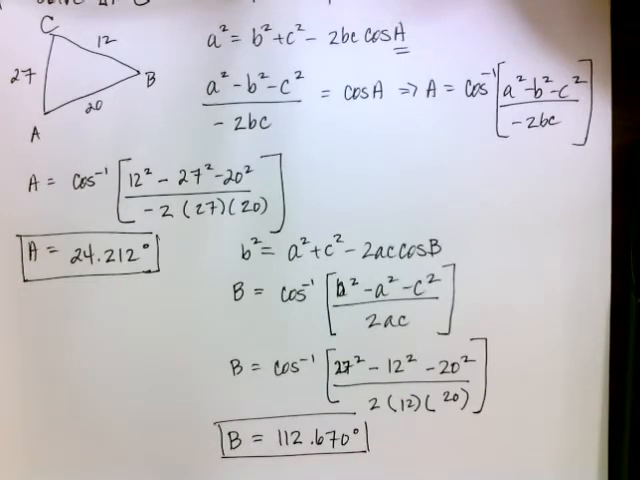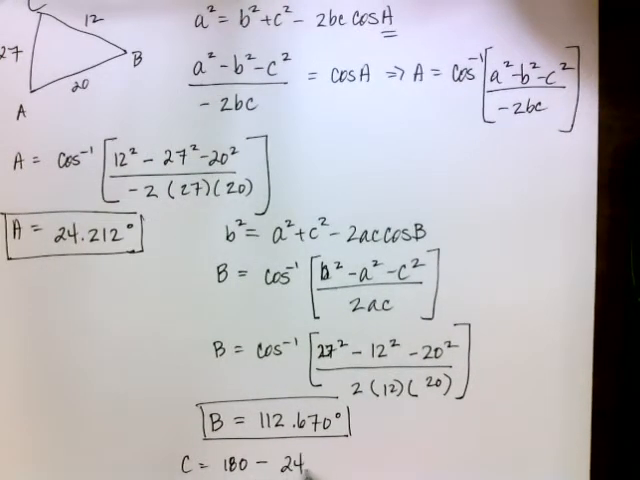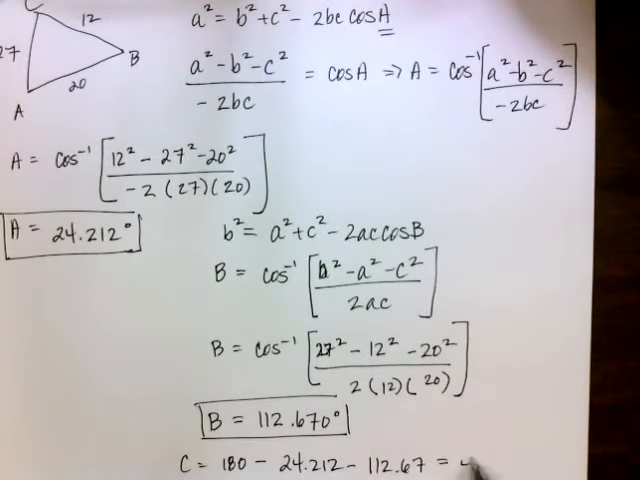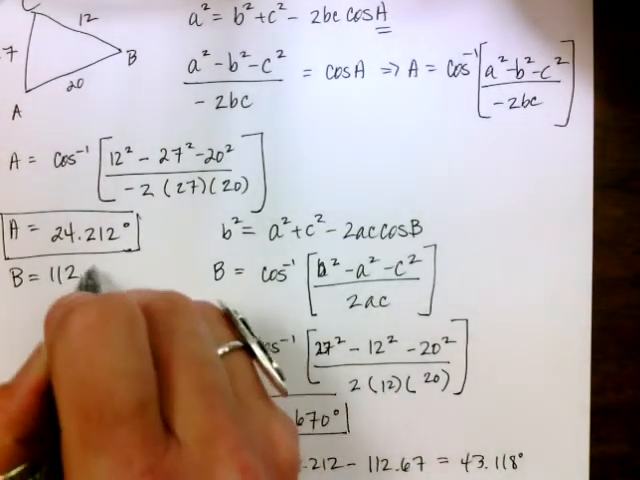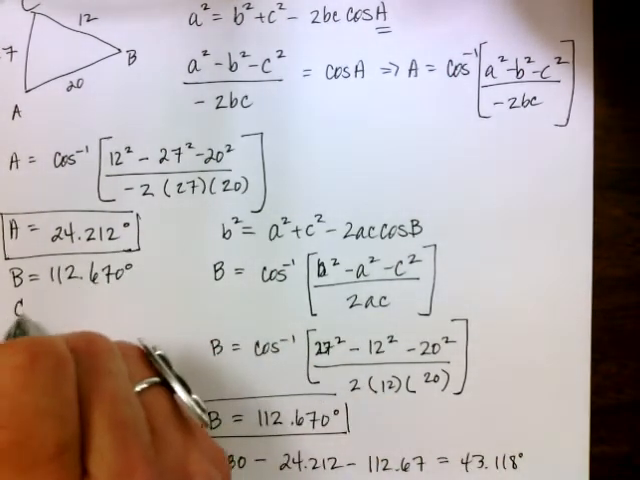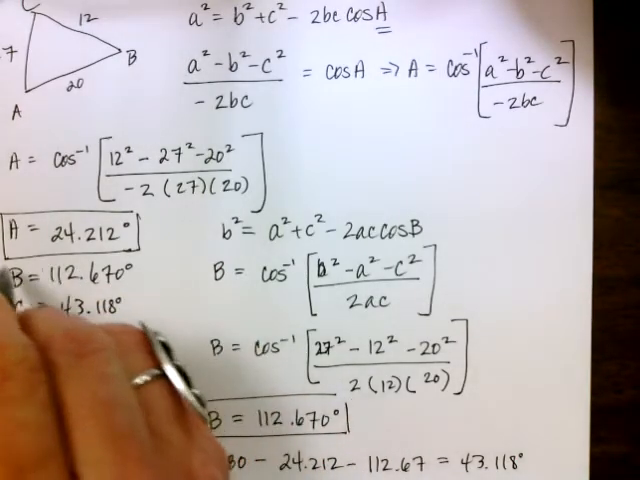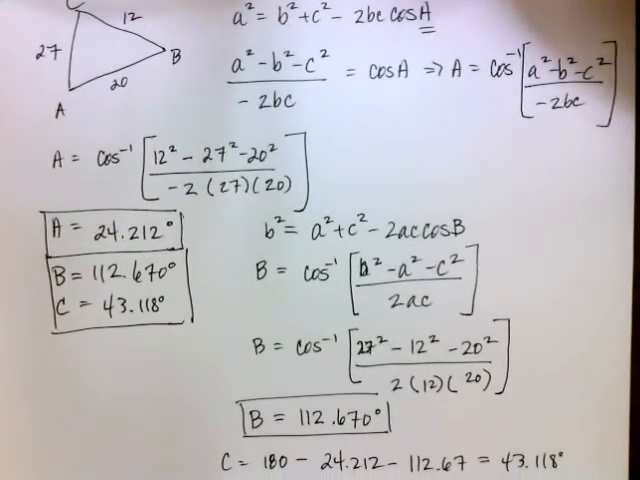Because I didn't know any of the angles, now I have to find angle C. I'm going to find it by subtracting, so 180 minus the 24.212 and minus the 112.67, and I get that angle C is 43.118 degrees. So then I would just concisely put all of my answers in one place. We found angle C to be 43.118 degrees, and there are the three answers that you would write in your answer column.